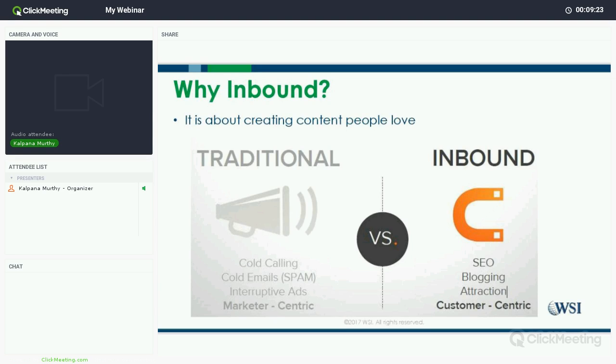I also mentioned the topic of inbound marketing as one of the agenda items for today. So why inbound, and what is inbound marketing? Inbound is about creating content that people love. A few years ago, we all started out doing cold calling, cold emails, knocking on doors, and dropping off flyers and information at businesses. This is the traditional marketing some businesses still use to some extent, and this one is marketer centric.